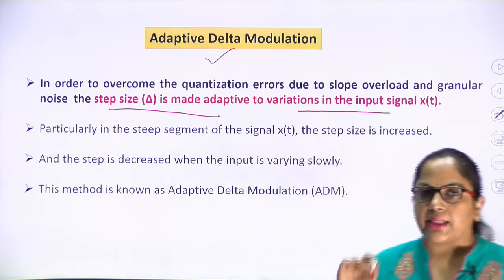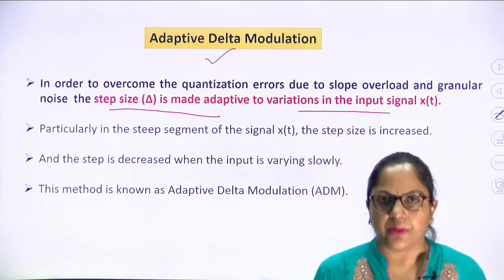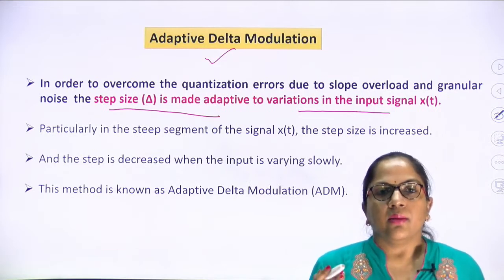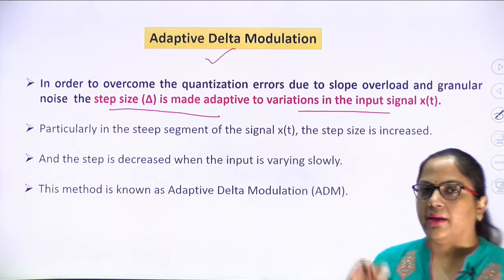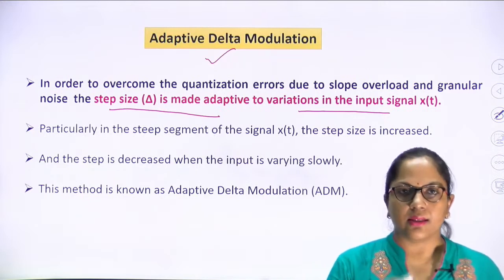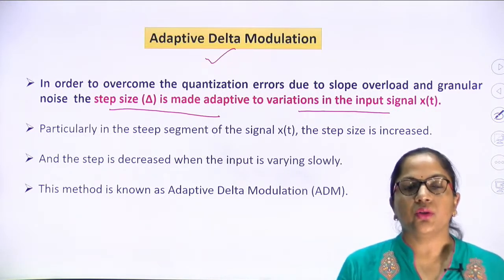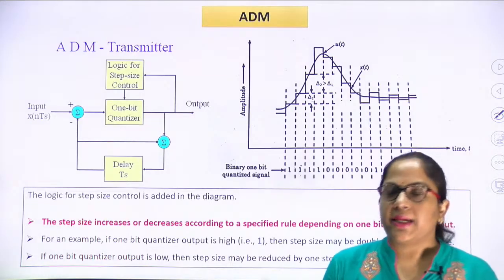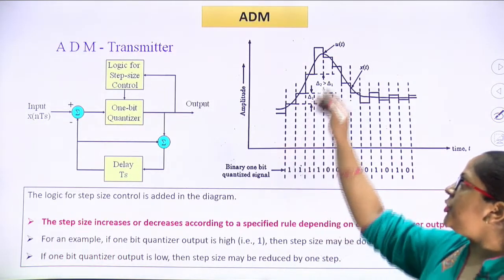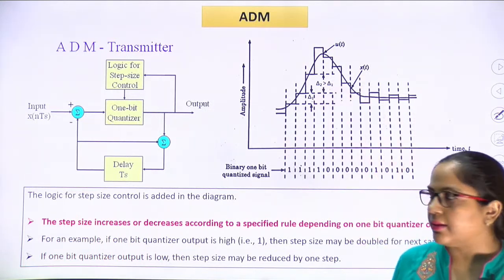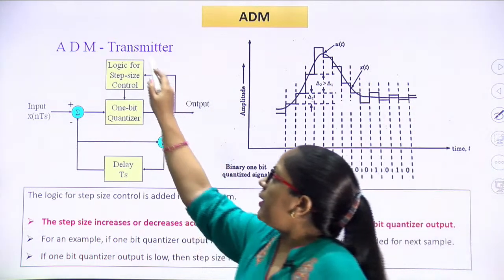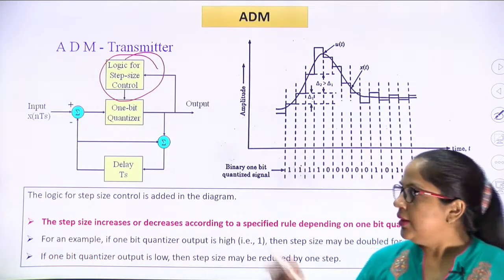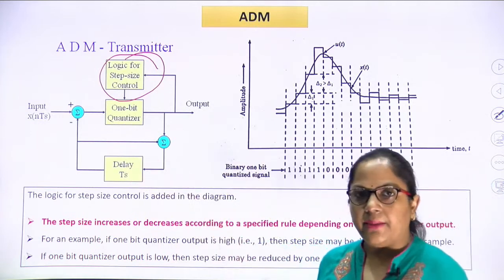So, what is adaptive delta modulation? It is a technique with the help of which we can minimize the errors of delta modulation by making the step size adaptive to the variations in the input signal. How can we make the step size adaptive to the variation in the amplitude of the message signal? We have to apply a kind of logic control, step size logic control. The remaining block diagram will remain the same.